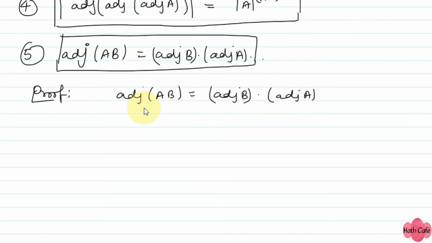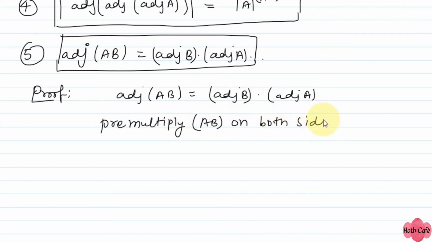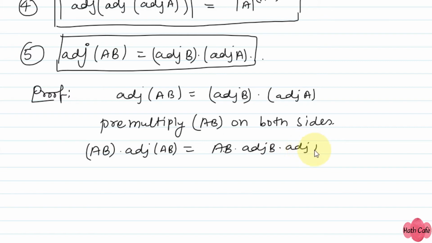Alright, if I pre-multiply by AB on both sides, so finally the left side expression will become AB multiplied by adjoint of AB, that is equal to AB multiplied by adjoint of B multiplied by adjoint of A. Alright, so here AB multiplied by adjoint of AB is nothing but determinant value of AB into I, is equal to, so A is as it is, and B into adjoint of B will become determinant of B multiplied by I, and adjoint of A.